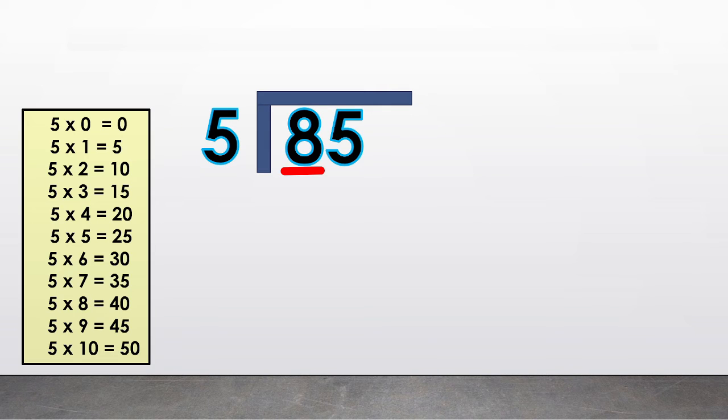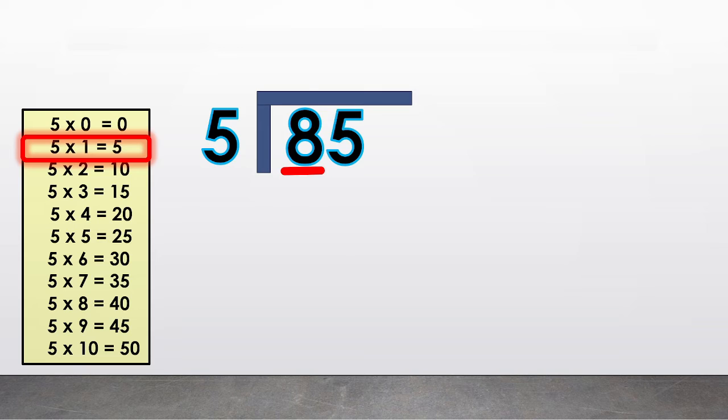Next, take the first digit of the dividend, which is 8. So, how many 5 will it take to 8 or almost? We will use the multiplication table of 5 to help you divide faster. We need to take the number that is closest without going over. Now, we will use 5 times 1. 5 times 1 equals 5.